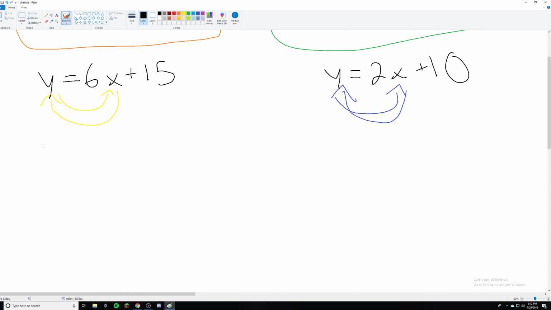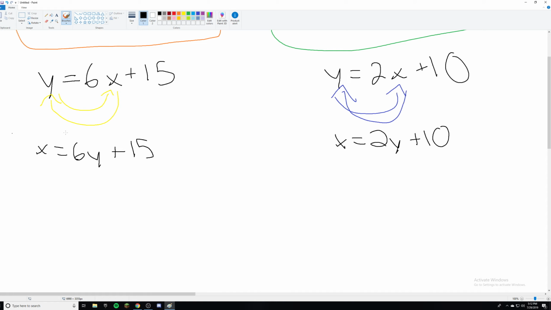So instead of y equals 6x plus 15, it would simply be x equals 6y plus 15. And instead of y equals 2x plus 10, it would be x equals 2y plus 10. And I'm going to go over both these problems simultaneously, just so you can have a second example right after. So here we have x equals 6y plus 15.